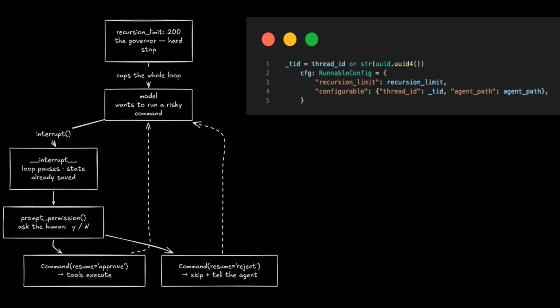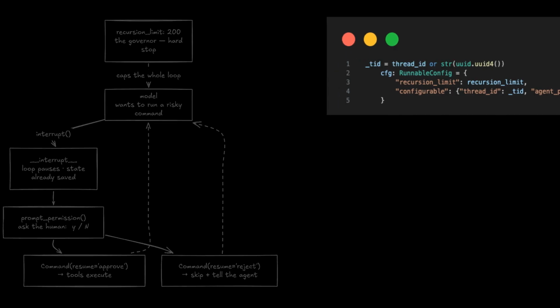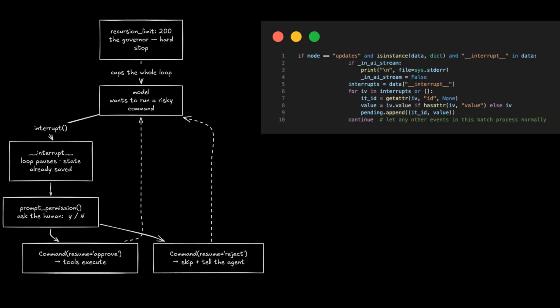This is where that while True from the last scene comes in. Remember the safety harness, the permission layer. When the agent tries something dangerous, the graph doesn't power through. It fires an interrupt. When the stream carries that interrupt, we catch it and collect what the agent wanted to do. The loop pauses, exactly where it is. And because the checkpointer already saved the state, the pause is safe. Nothing is lost. The graph is frozen, mid-loop.